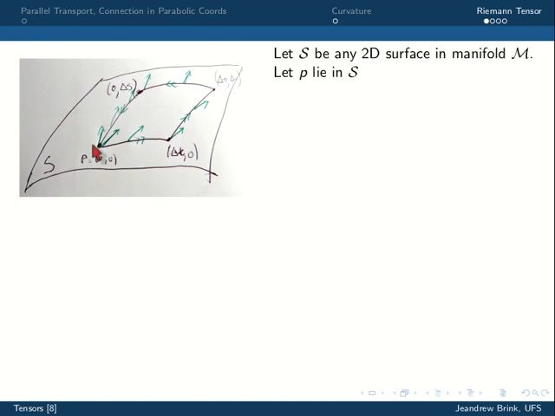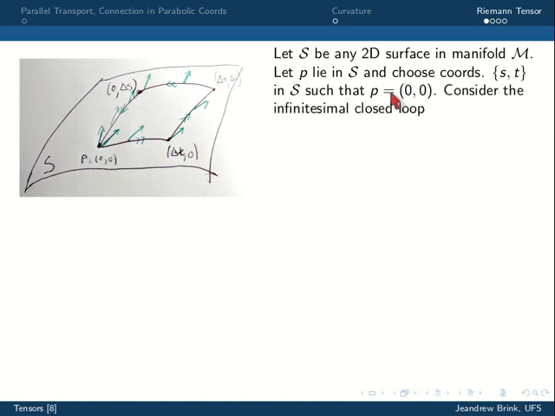Okay, so basically, let S be a 2D surface in a manifold, let P lie in S and choose coordinates S and T, such that at point P you're actually at the origin, and then consider a tiny closed loop in this manifold. What I'm basically going to do is prove to you that the failure to return to itself can be written in terms of the Riemann tensor when you shrink the loop to an infinitely small loop.